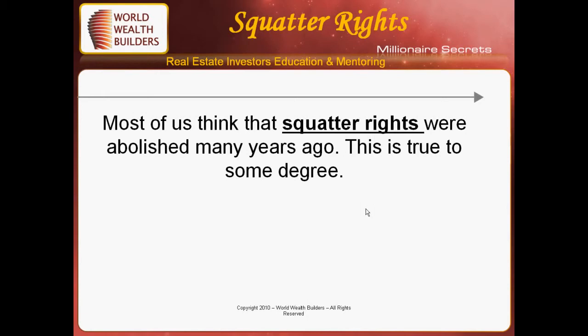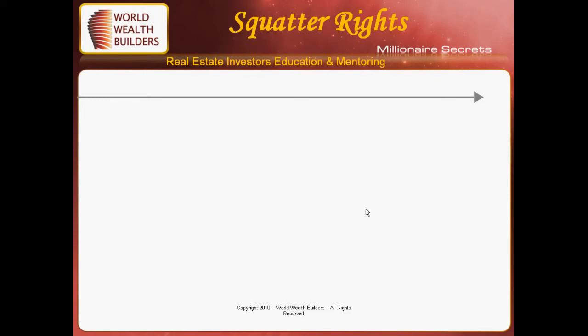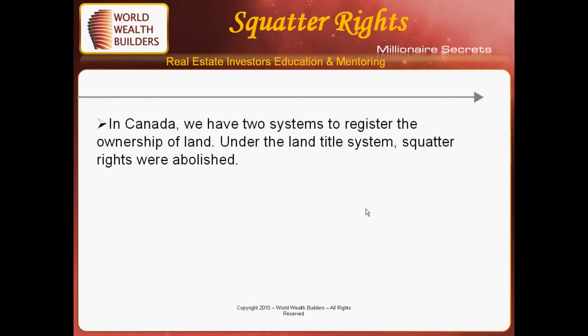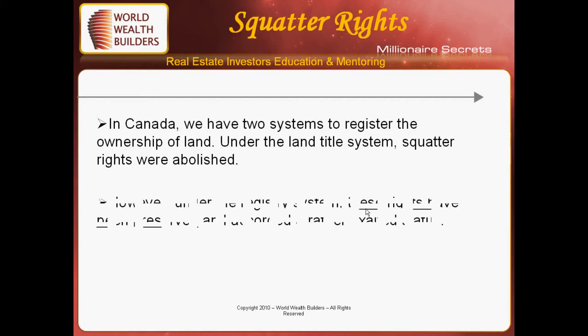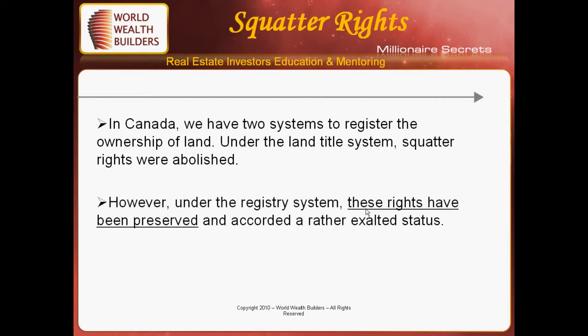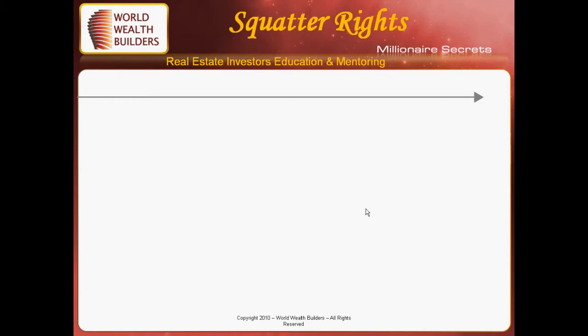Now, most of us in North America, whether in Canada or the US, think that these squatter rights were abolished many years ago. This is true to some degree, but not entirely. Let's find out. In Canada, we have two different ways of registering land: the land titles system and the registry system. Under the land titles system, squatter rights are abolished. On the other hand, under the registry system, these rights have been preserved.